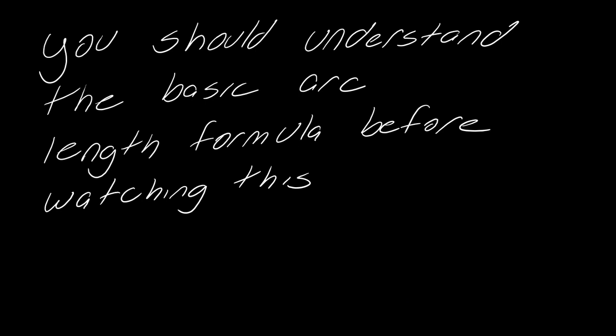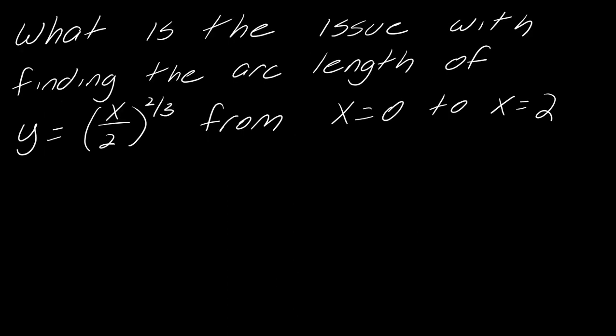Okay, so you should understand the basic arc length formula before you watch this. This is a little bit more of an advanced version of that. So to motivate this, what's the issue with finding the arc length of y equals x over 2 to the 2/3 from 0 to 2?